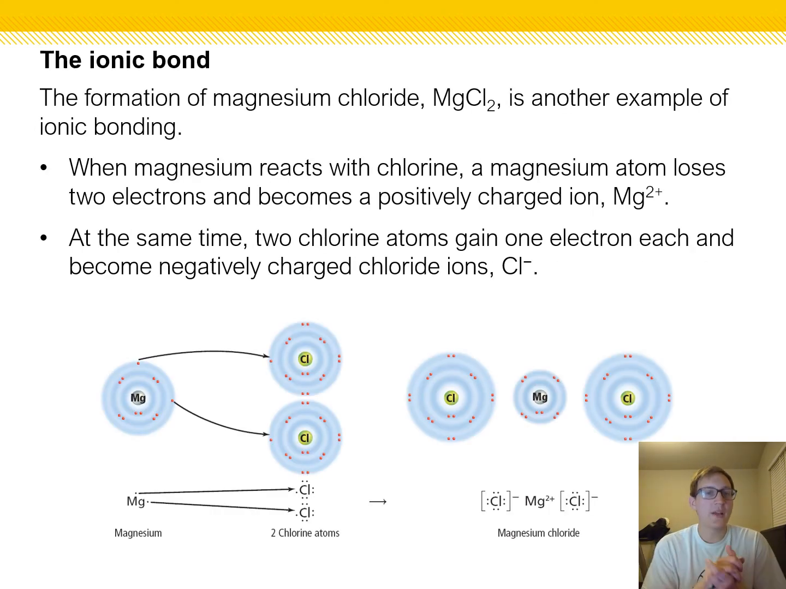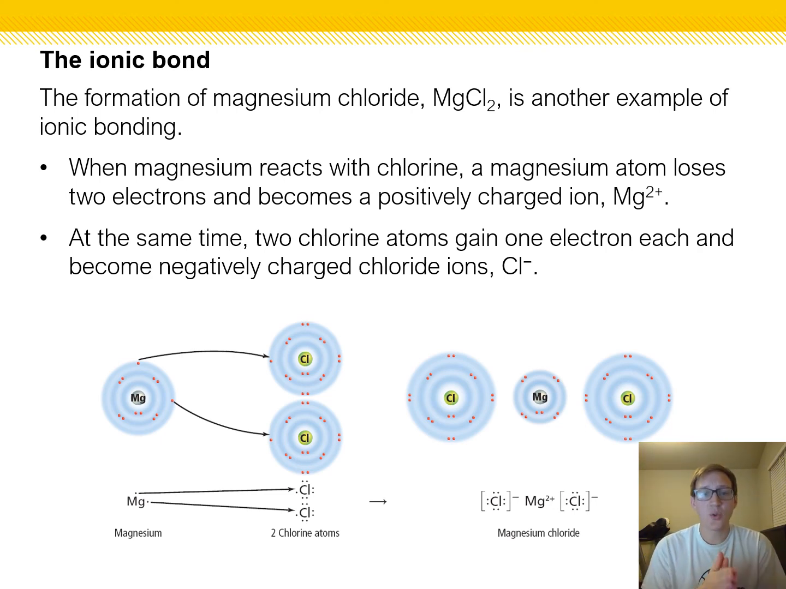So the formation of magnesium chloride, for example. We have magnesium and 2 chlorides, MgCl2, which is another example of ionic bonding. This is what I was talking about, that you can give electrons to 2 separate atoms and still have an ionic compound. When magnesium reacts with chlorine, a magnesium atom loses 2 electrons. It is in the second group because it has 2 valence electrons. It's trying to give those 2 away to become stable.